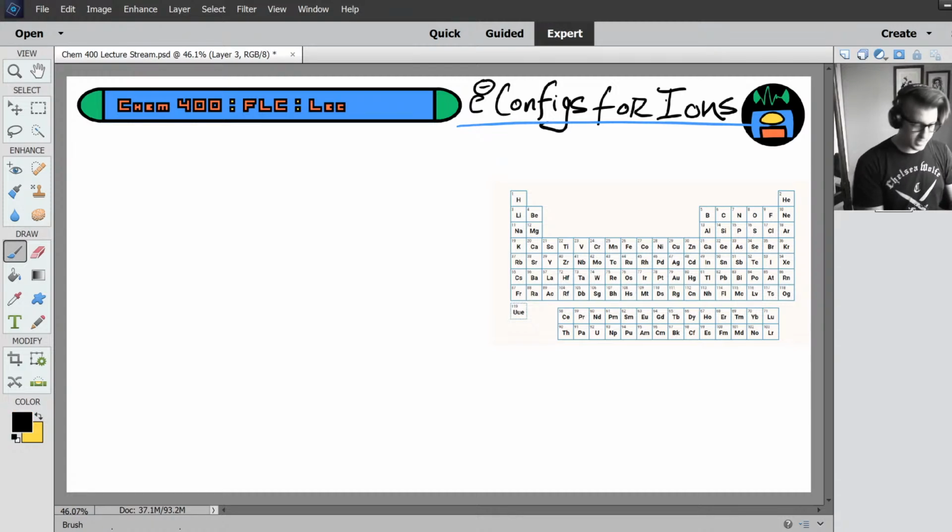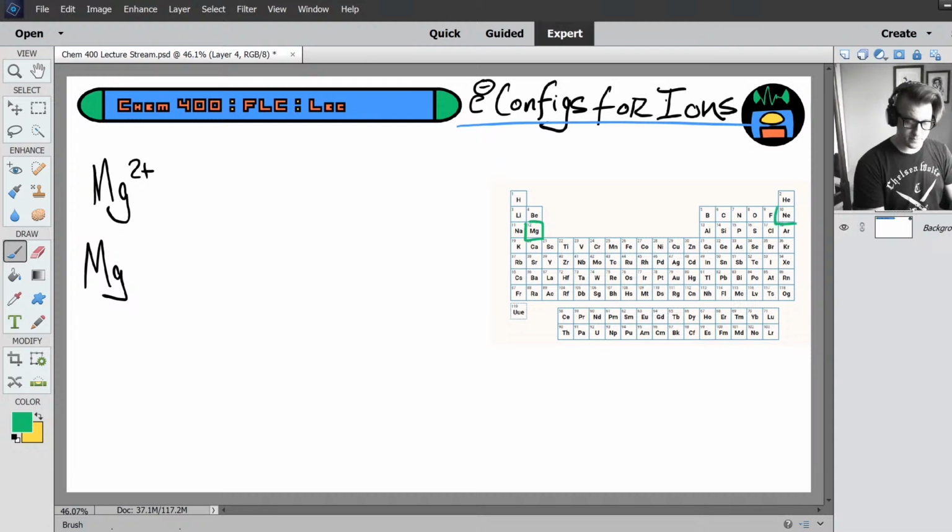Let's do an example with a cation. Let's do magnesium 2+. All right, first we begin with writing the electron configuration for magnesium. Its nearest noble gas with fewer electrons is neon. All right. Magnesium is on the third period. It is in the s block, and it is 1, 2 spaces in to the s block.